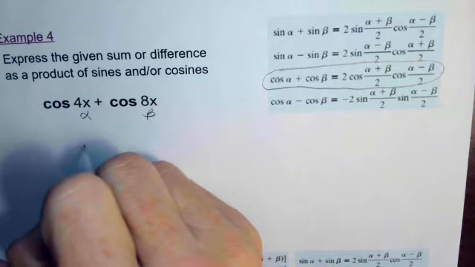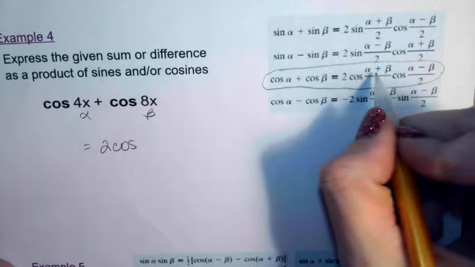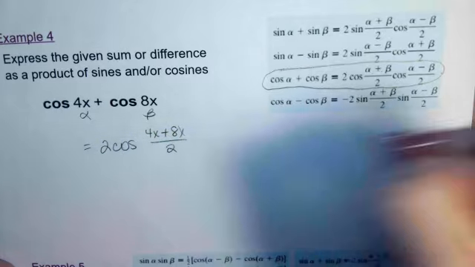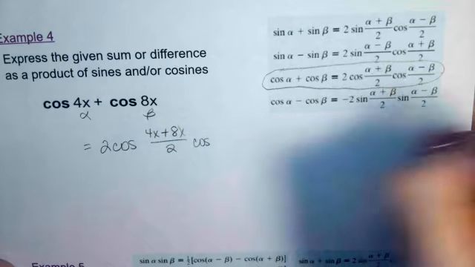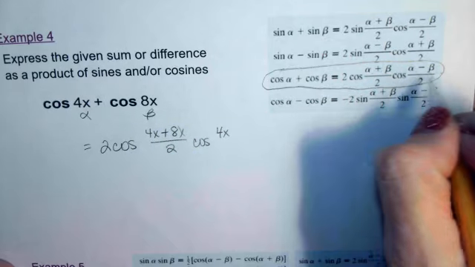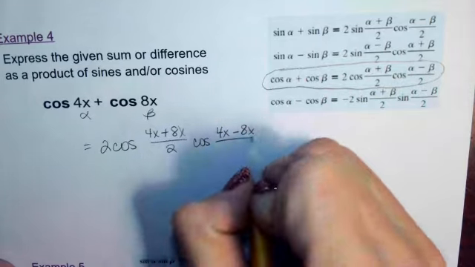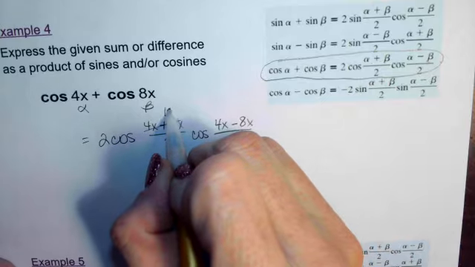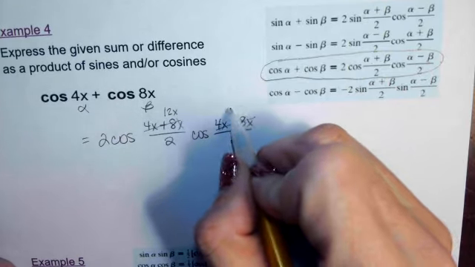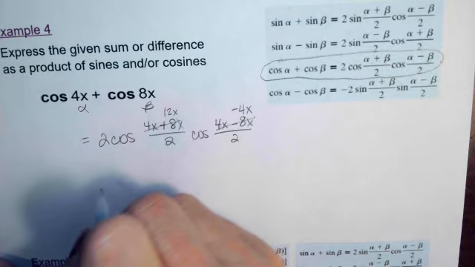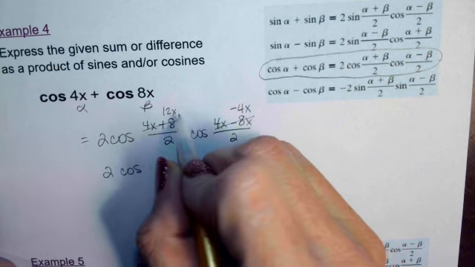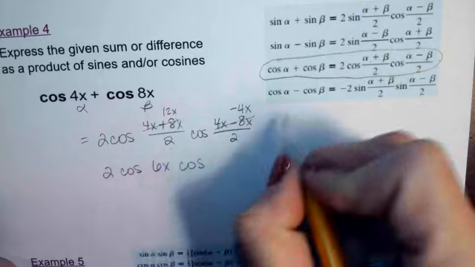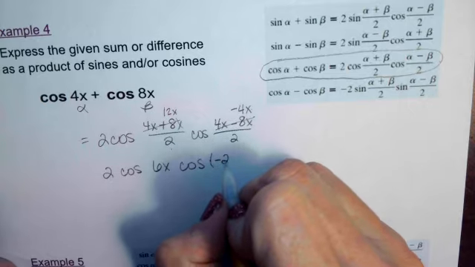So I have 2 cosine alpha plus beta, so 4x plus 8x all over 2, times cosine alpha minus beta, which is 4x minus 8x, all over 2. Okay, so clean this up. 4x plus 8x is 12x. 4x minus 8x is negative 4x. So then we've got 2 cosine 12x over 2 is 6x. Cosine negative 4x over 2 is negative 2x.